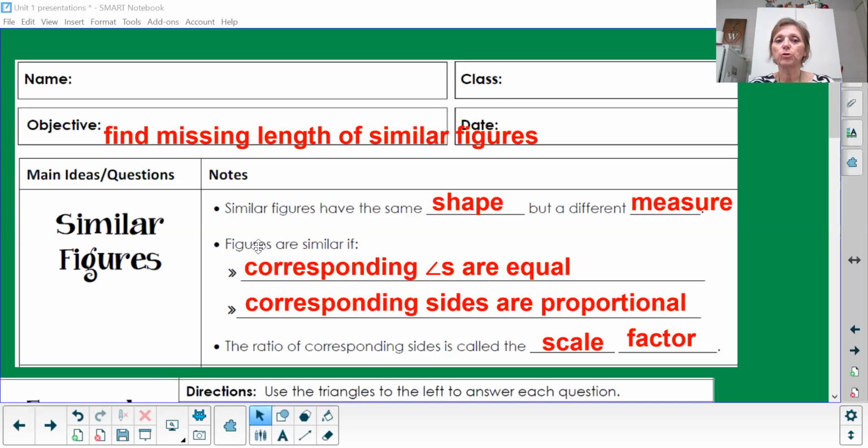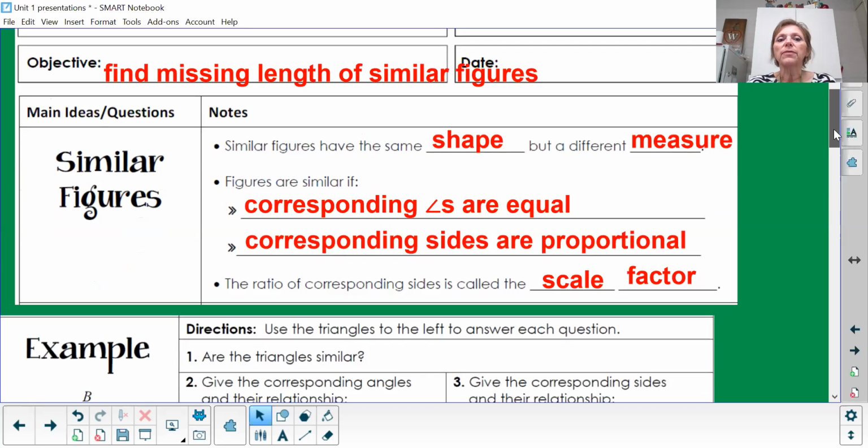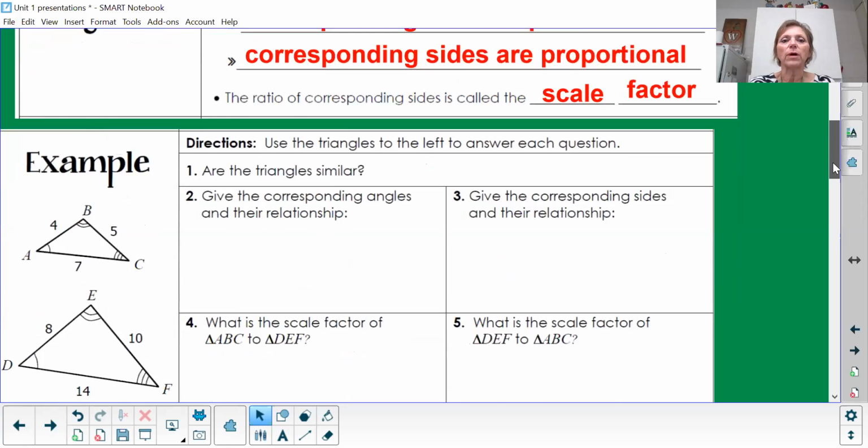Okay, so these should be true also to you. Figures are similar if corresponding angles, that is an angle symbol, it's not an L, it's more closed, are equal. Corresponding sides are proportional. So they're not the same, but they match each other in a way. Okay, the ratio of corresponding sides is called the scale factor. Okay, so we're fixing to find out what all those are.